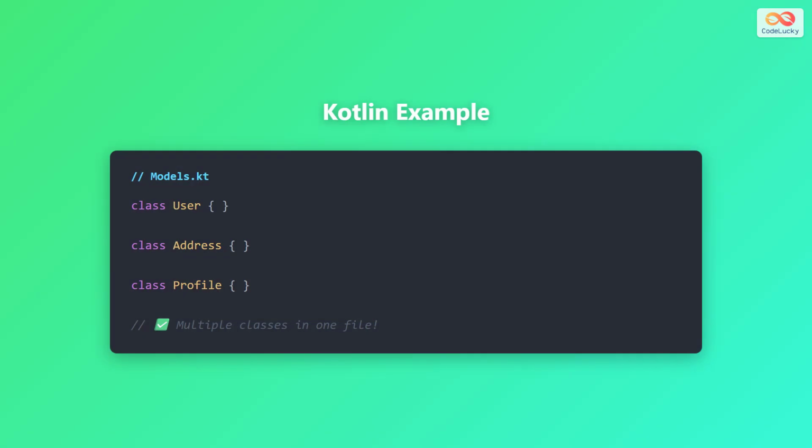Here's a practical example. In a single Kotlin file named models.kt, you can define a user class, an address class, and a profile class all together. Notice how all three classes live happily in the same file. This is perfectly valid Kotlin code. When these classes are closely related, like different data models that work together, grouping them in one file can actually make your code more readable and maintainable.